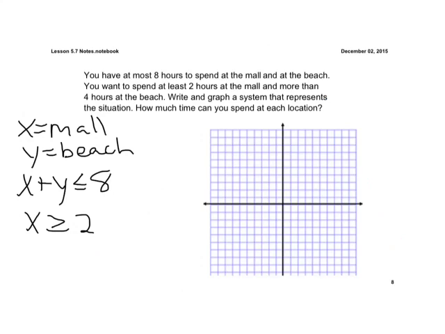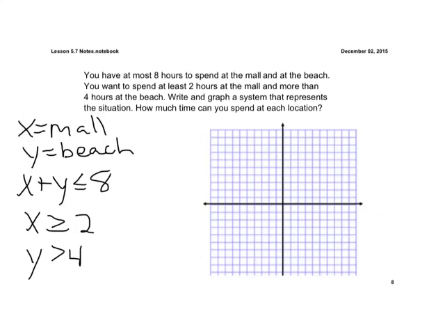Now at the beach. Okay, we want to spend more than 4 hours at the beach. So we know that y, we need that to be greater than 4.